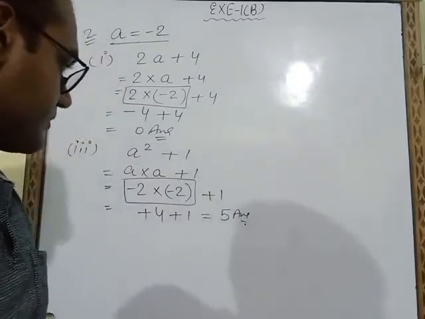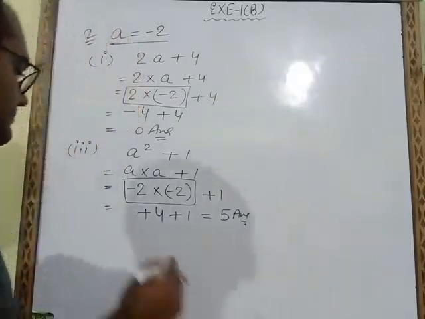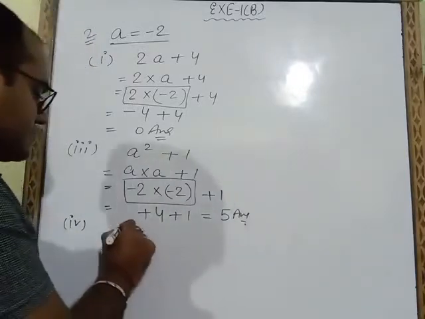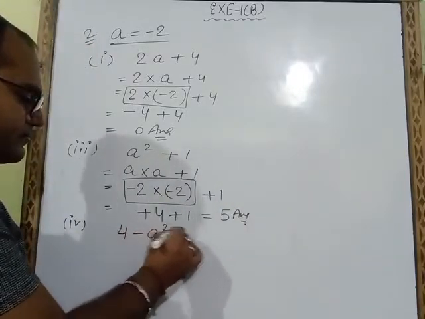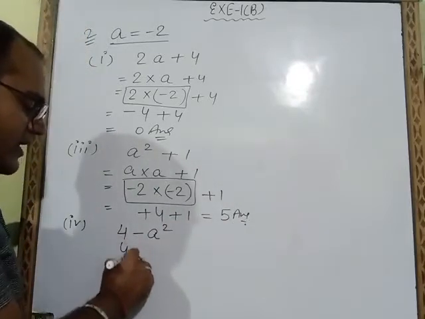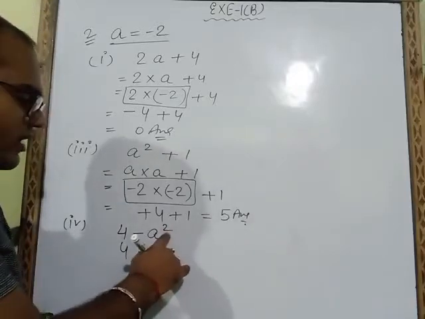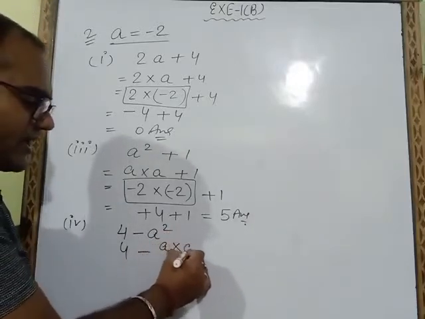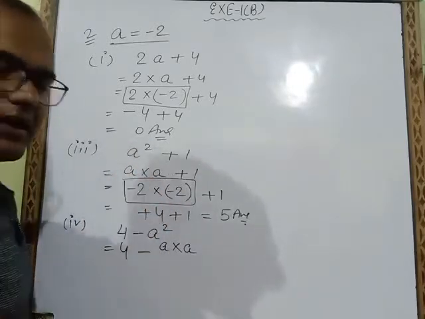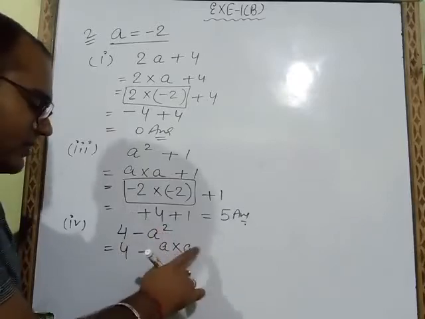Now part number 4. The fourth part is 4 minus a square. Now what you have to do? 4 you write as it is. Minus also you write as it is. A square we write as a multiply a, as we had done here. A square is equal to a multiply a. The same way we will do here also.